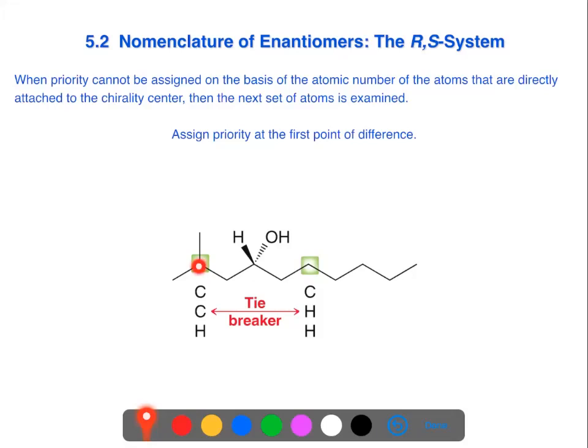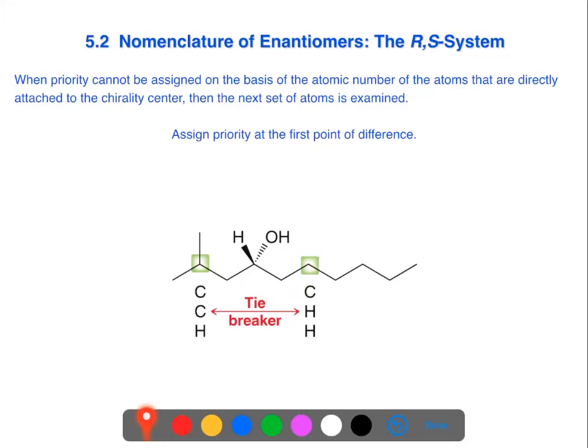On the left-hand side, for this particular substituent, we have two carbons attached to this carbon, highlighted in green, and a single hydrogen that's not being shown. So once we've identified the groups that are directly attached to these carbons, we can list them from high to low in terms of their atomic number. And we see that the first highest priority group attached to each of these carbons is a carbon in both cases. So there's no dissimilarity.